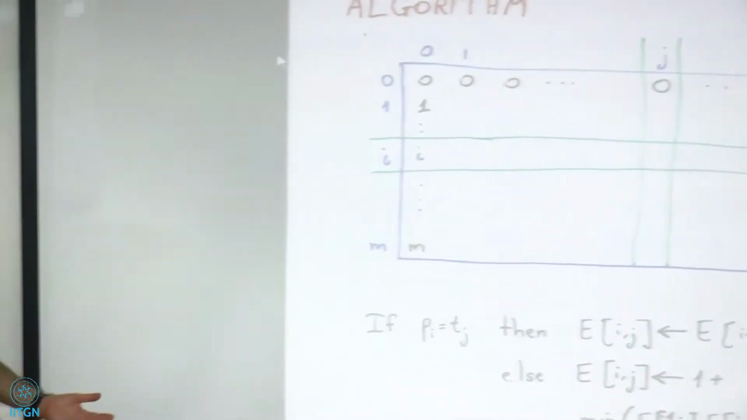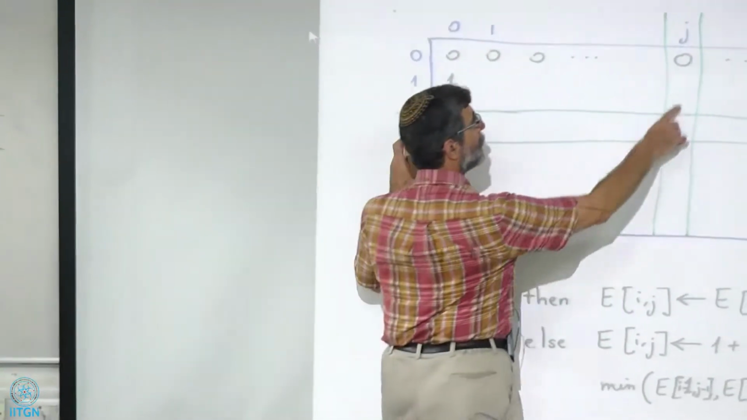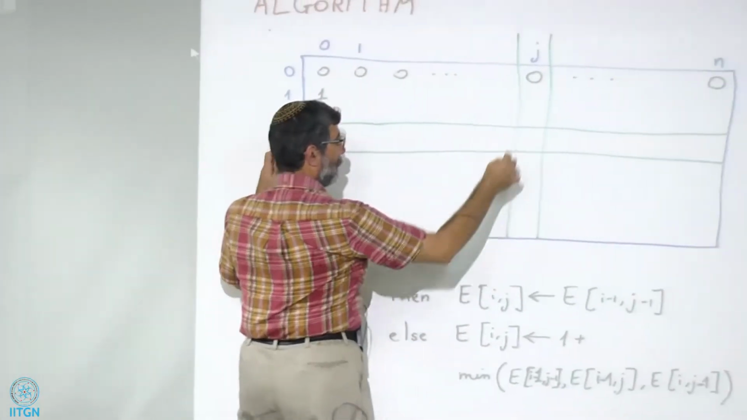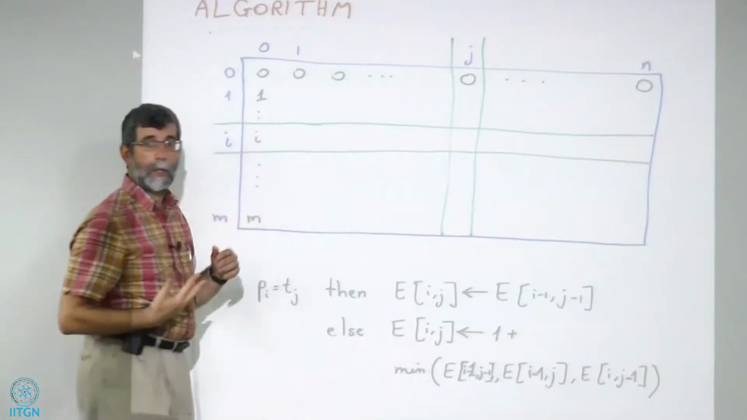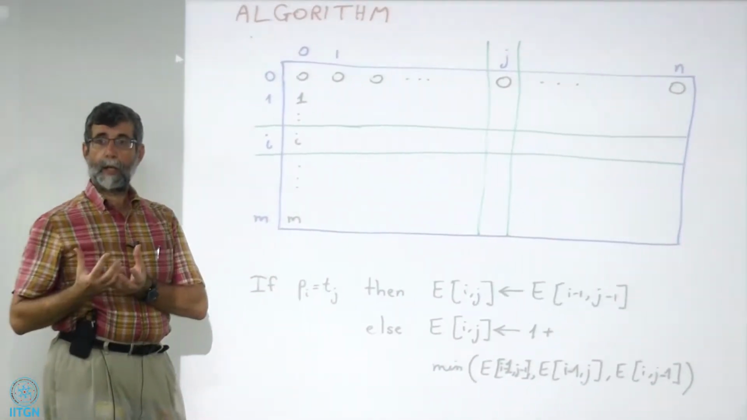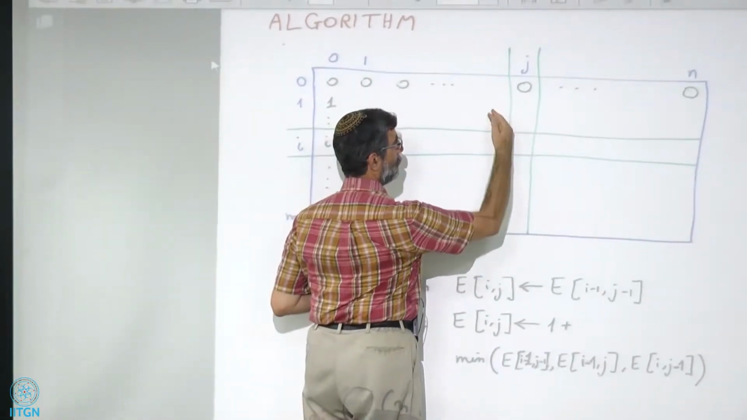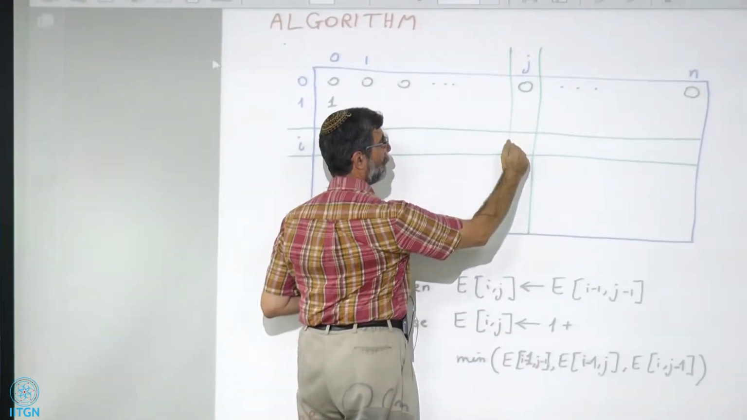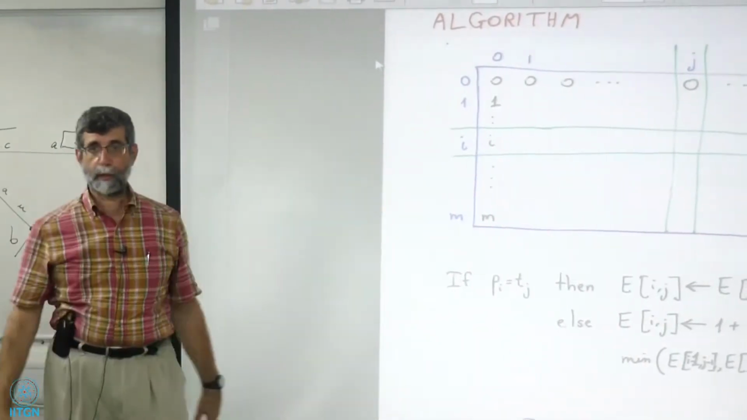Exactly what we said. If p_i is equal to t_j, so we look at p_i and t_j, and if they're equal, then E(i,j) is E(i-1,j-1). Because we look at the edit distance that was here, and there was no error, so we just copy it. You go 1 over from here, you write down what's there, and that's going to be your edit distance.